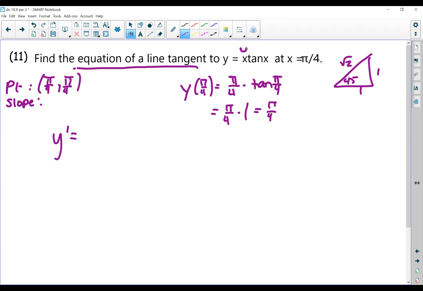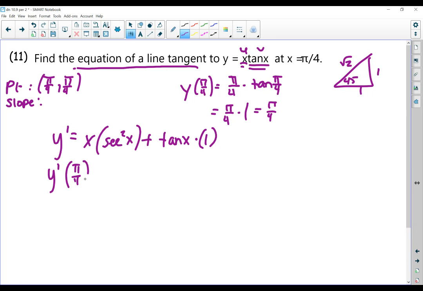Oop, I've got to use u dv plus v du. I have two functions being multiplied. So u is x. dv would be the derivative of tan x, which is secant squared x, plus v, which is tan x, times the derivative of u, which is just 1 because it's just x, which is kind of nice. And now I'm going to plug in pi over 4. So I end up with pi over 4 times secant squared of pi over 4 plus tangent of pi over 4 times 1.